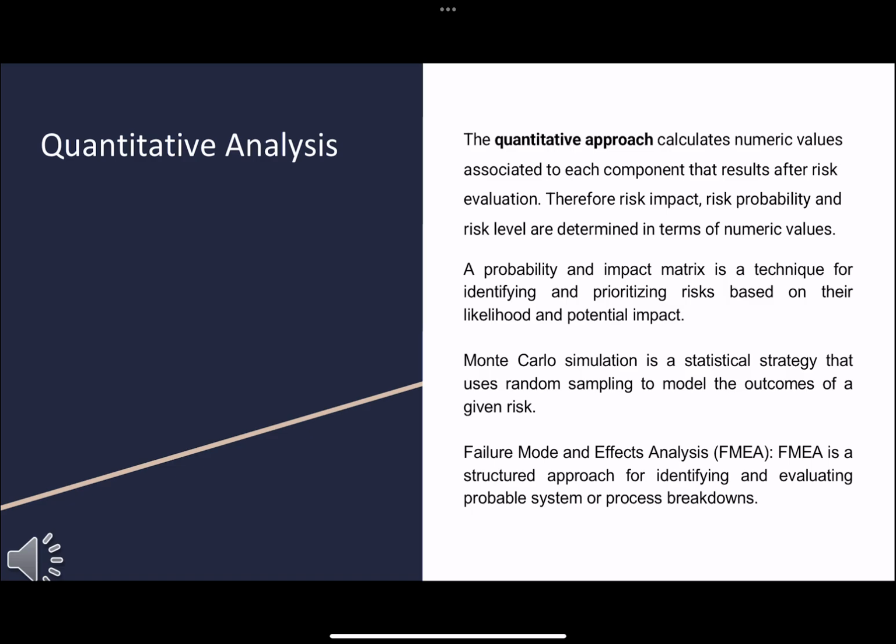The Monte Carlo simulation is a statistical strategy that uses random sampling to model the outcomes of a given risk. This can be used to calculate the likelihood of a specific risk and its impact on the project. The failure mode effect analysis, or FMEA. FMEA is a structured approach for identifying and evaluating probable system or process breakdowns. FMEA can aid in determining the fundamental cause of a risk and developing effective risk management strategies.